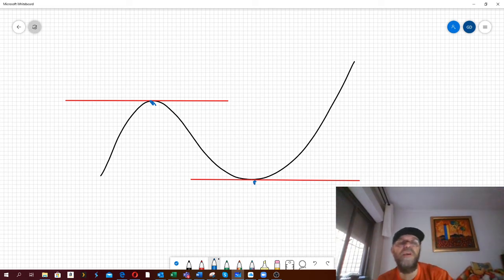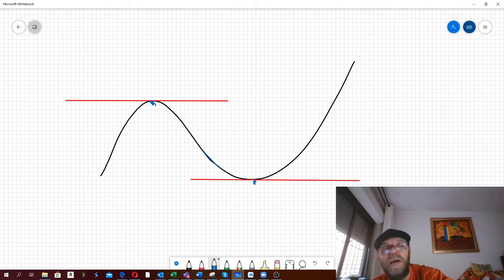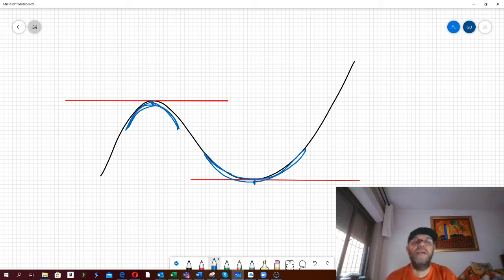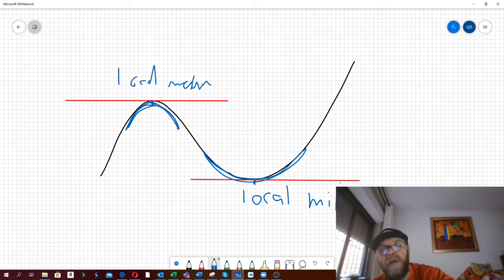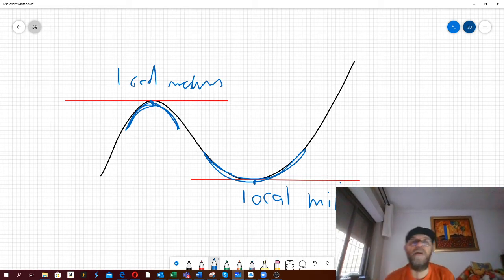But if you look at this one here, the curve comes down and then up. It makes a dip. But here, it goes up and then down. It makes a bump. So we call this one a local minimum. Why? Because once it hits the bottom, it turns up again. Here, we call this a local maximum. So both would give me the answer 0.